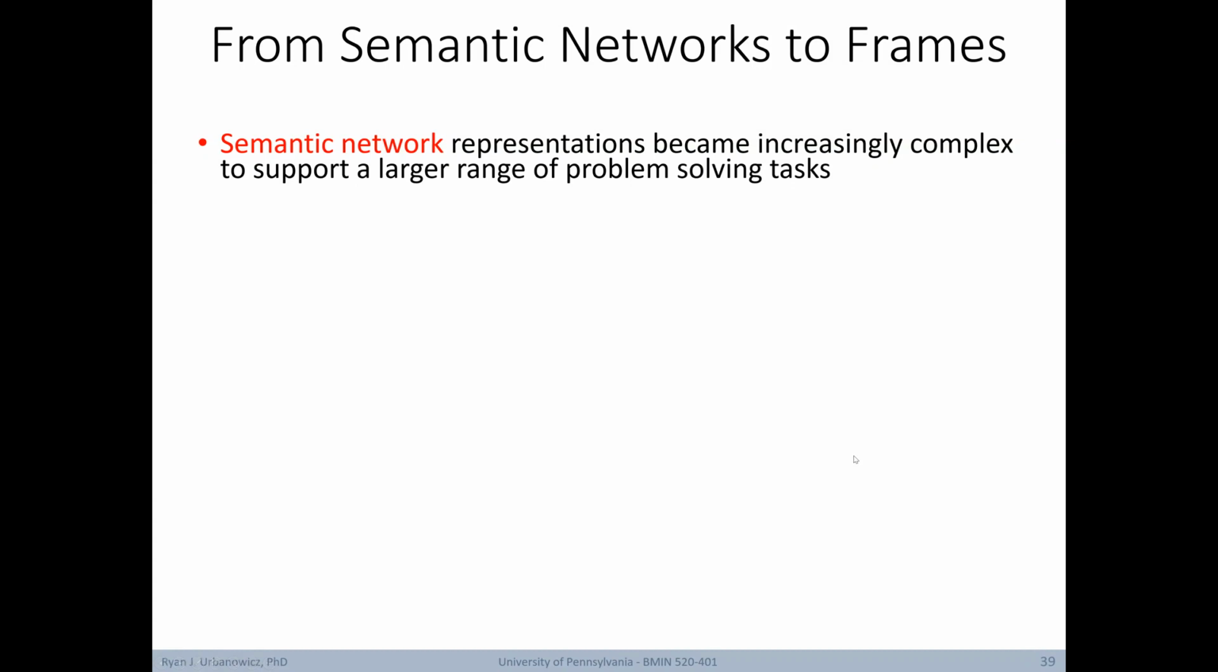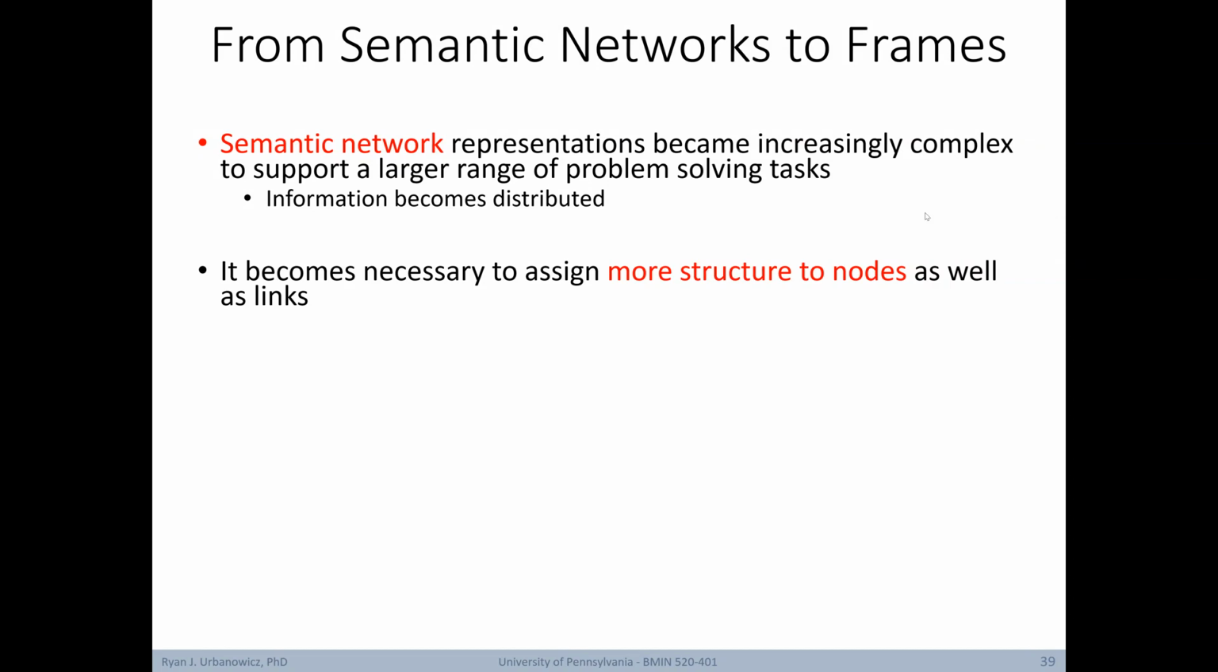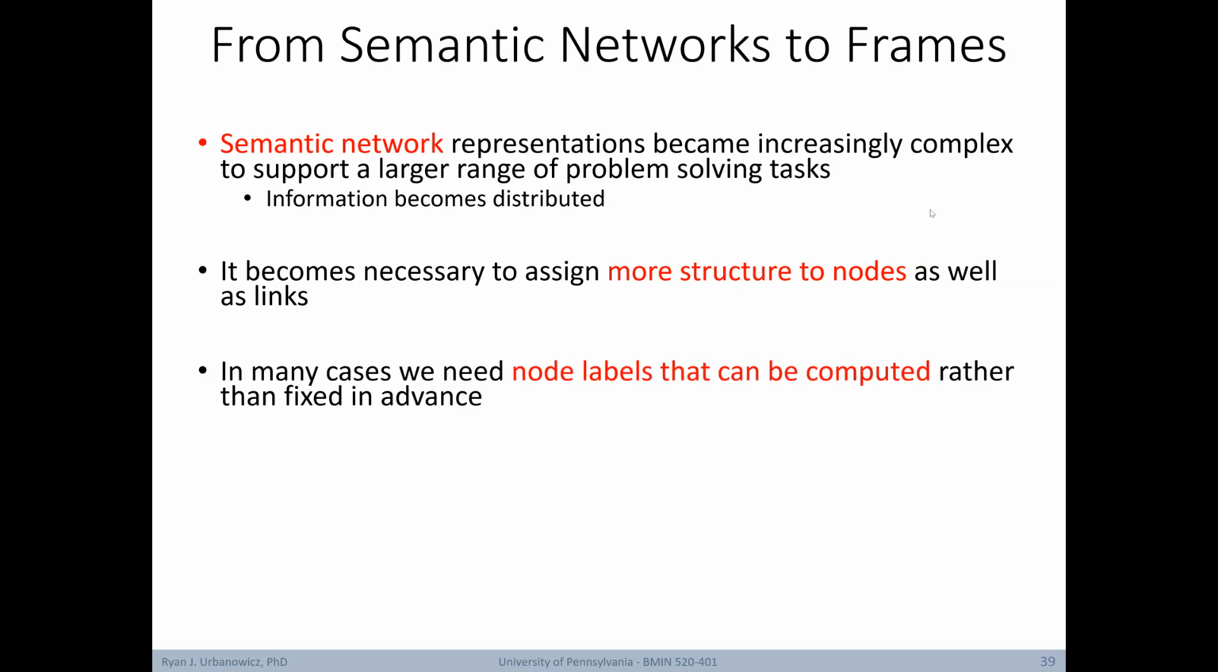Now let's segue from semantic networks to frames. As semantic network representations become increasingly complex in order to support a larger range of problem-solving tasks, the information in those networks also becomes more distributed and harder to access or visualize. This is where it becomes necessary to assign more structure to nodes as well as links. Also, there could be cases where we need node labels that can be computed rather than fixed in advance.